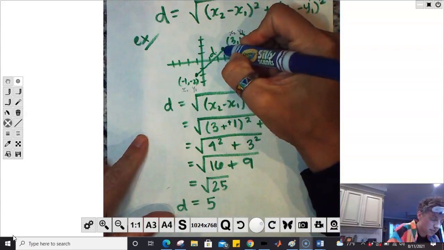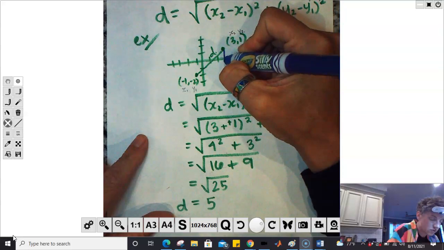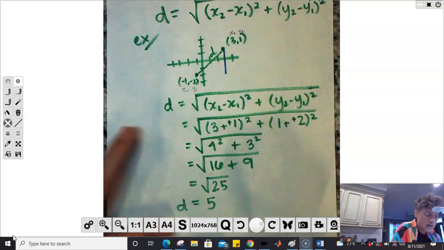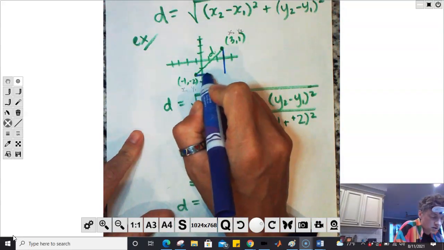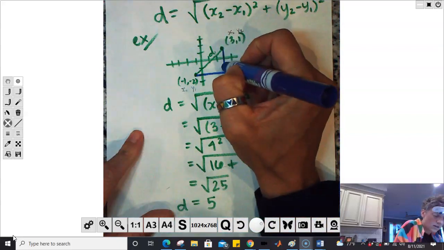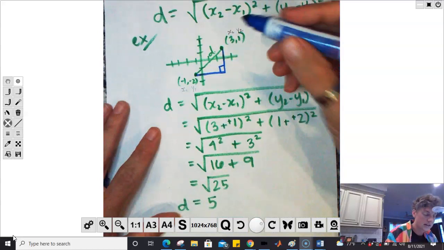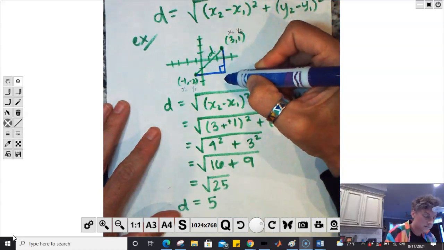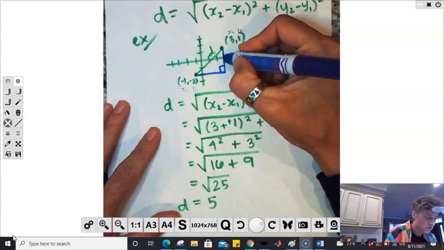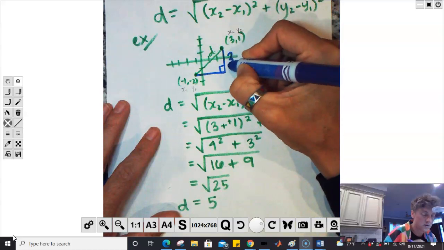Okay, so I'm going to drop a straight line down, and a straight line across, et voila! I now have a right triangle, and I can count how long these sides are. This was 1, 2, 3 units long.